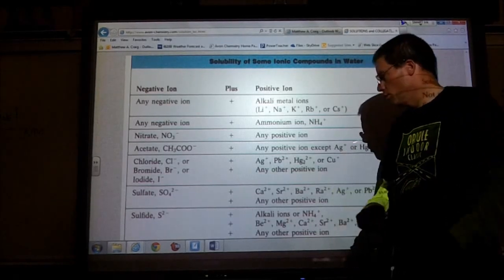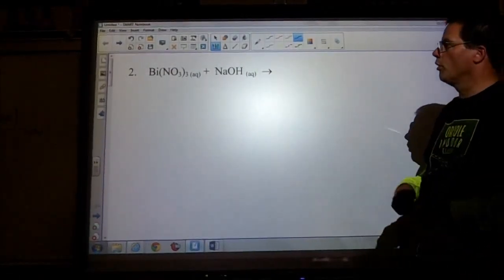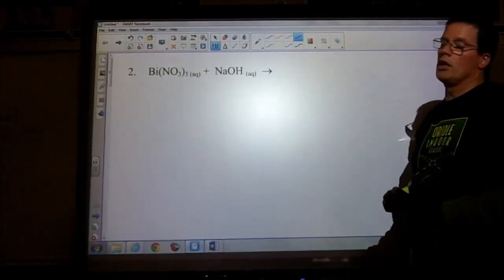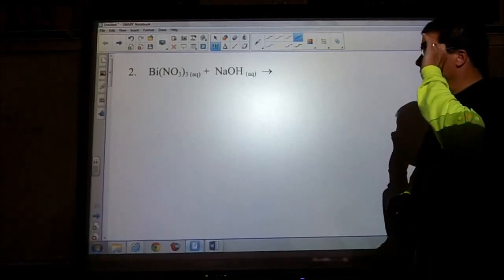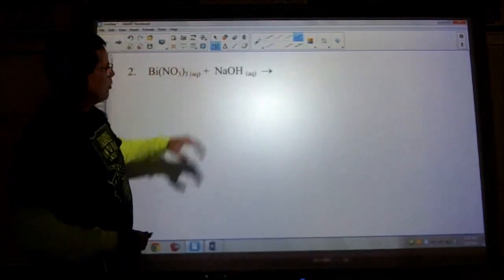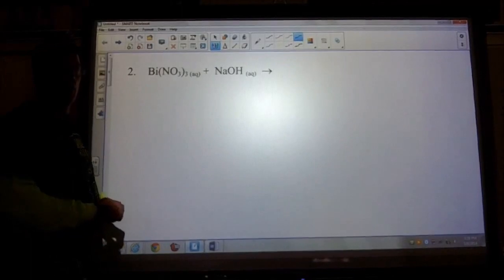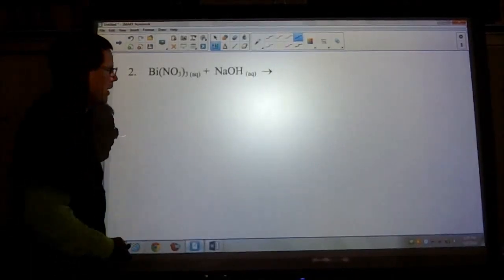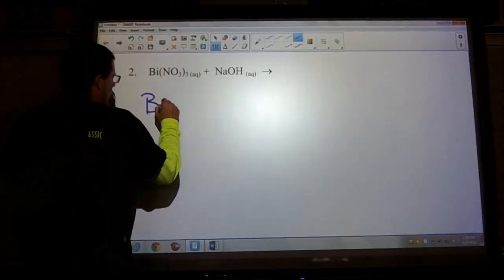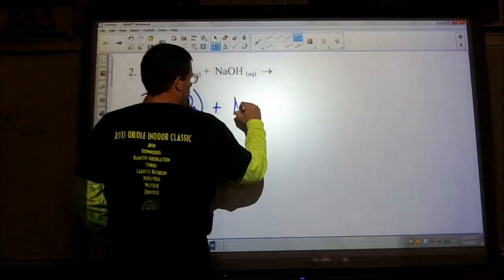So let's get right to the first problem. Again, I'm doing the evens. Question number 2 says that we have Bi(NO3)3, which is bismuth 3 nitrate, reacting with sodium hydroxide. My recommendation is, even if I've given you the formulas in this form, rewrite the whole thing. Also, write down the charges. Trust me, you might think that you're pressed for time. Rewrite your bismuth nitrate and your sodium hydroxide.